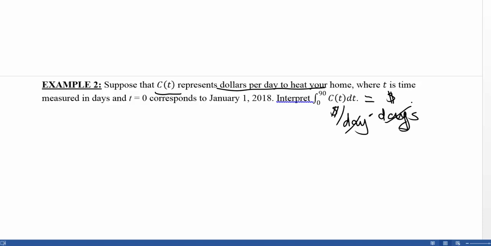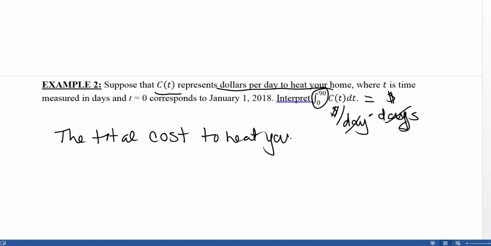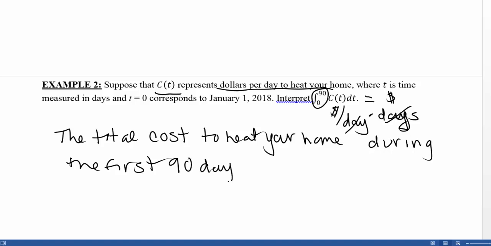So what this represents, we have to bring in the numbers that are here on the bounds. So this is going to be the total cost, or the total amount of money, you could say, or the total amount of dollars to heat your home during the first 90 days of 2018.